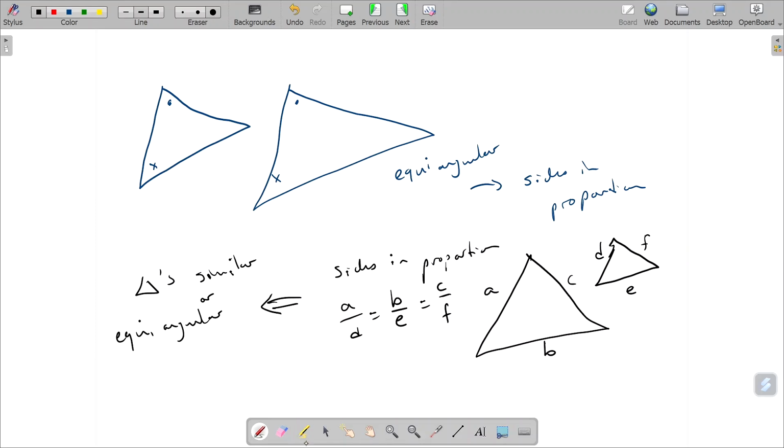Now, please note that it is vital to realize that it is all three. You can't just look at the first two. This is not enough. This is not sufficient. It has to be all three.